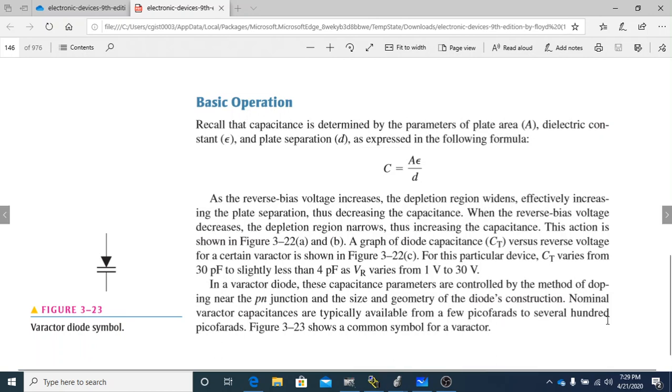So when the reverse bias voltage decreases, the depletion region narrows, thus increasing the capacitance. This action is shown in figure 3-22A and B. A graph of diode capacitance CT versus reverse voltage for a certain varactor is shown in figure 3-22C. For this particular device, CT varies from 30 picofarads to slightly less than 4 picofarads, as VR varies from 1 to 30 volts.